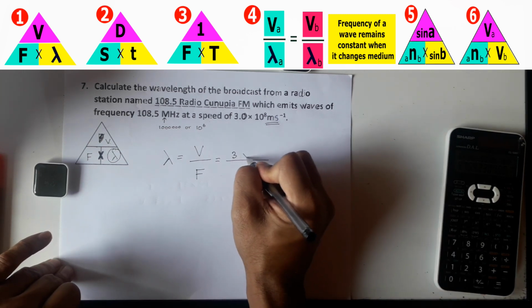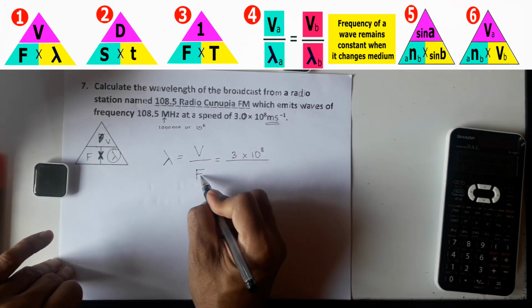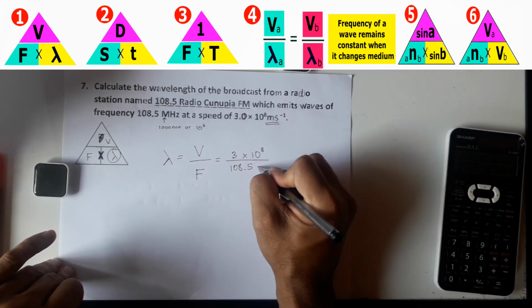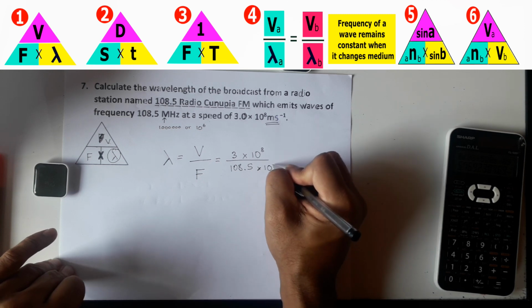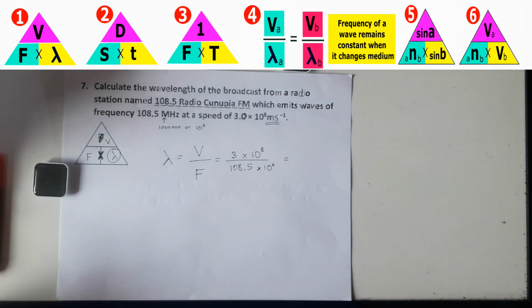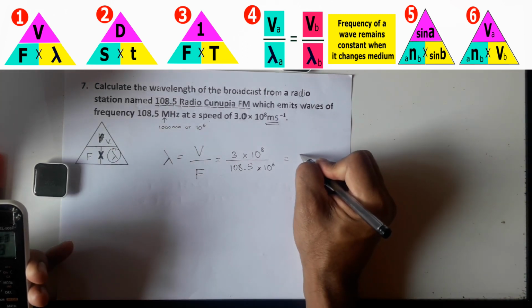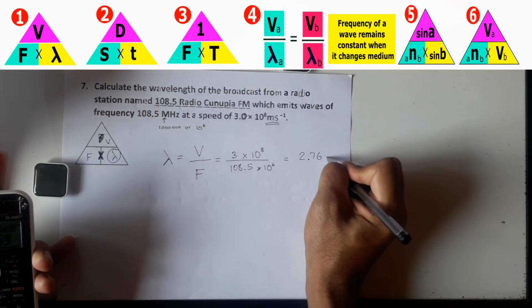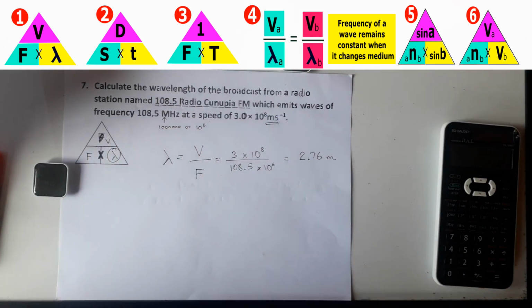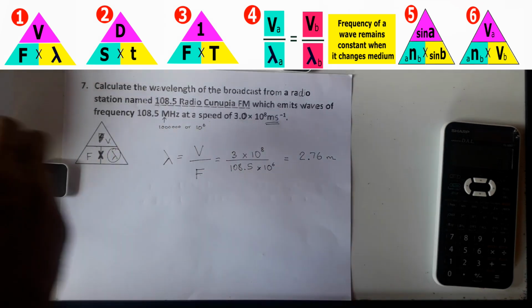So it's 3 multiplied by 10 to the power 8. And the frequency is 108.5, but mega means you have to multiply it by 1,000,000 or 10 to the power 6. So all we need to do is divide these two, right? So divided by 108.5 times 10 to the power 6. And we get actually a pretty okayish number if we round it off, 276 meters. Okay? All right, so those were 7 questions so far.